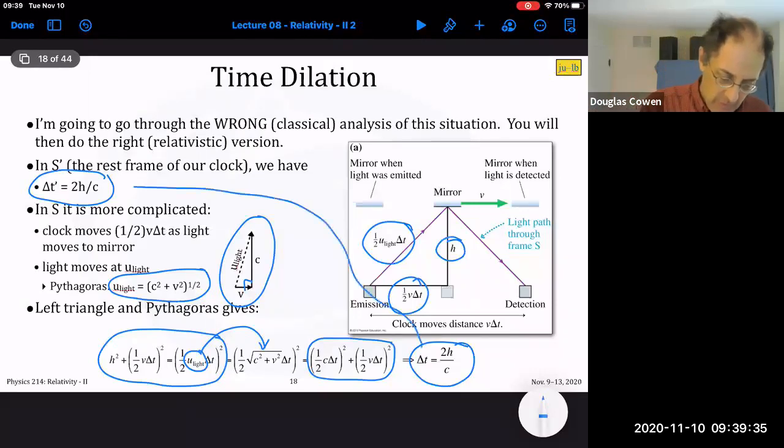And you notice that these two are the same. In other words, in this derivation, what we've determined after all that work is that the amount of time it takes for light to move from the source to the mirror and back to the detector is the same in both reference frames. It's 2h over c. So these two clocks, or I should say the clock in reference frame S prime, will tick at the same rate as the clock is viewed to tick from the reference frame S, watching as the clock goes by.